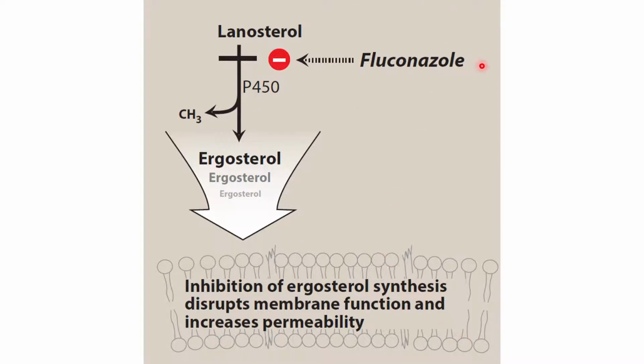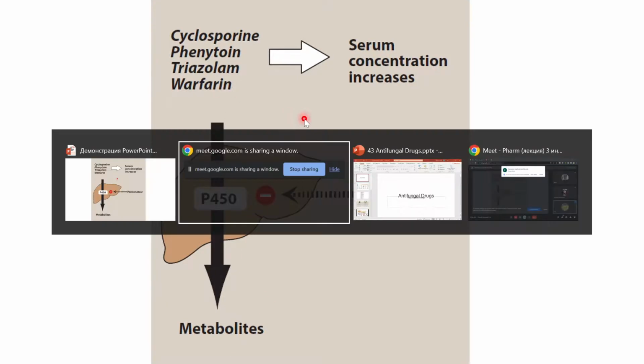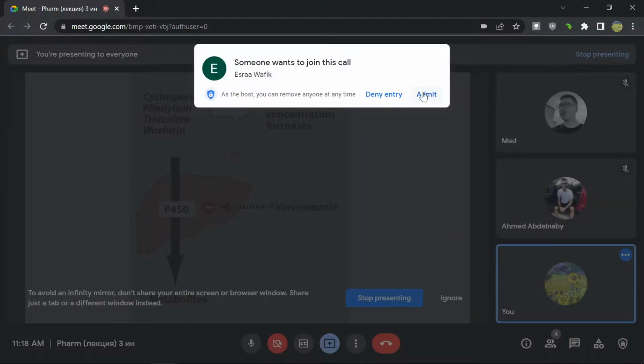Fluconazole is the most commonly used drug. It is an ergosterol metabolism inhibitor, so it inhibits the synthesis of ergosterol, and that increases the permeability of the membrane, which leads to cell death. And the derivative voriconazole is actually inhibiting the enzymes of the liver. That is why it should not be combined with warfarin and phenytoin and other drugs that are metabolized in the liver.